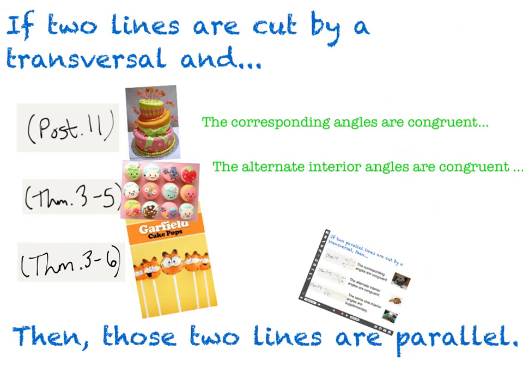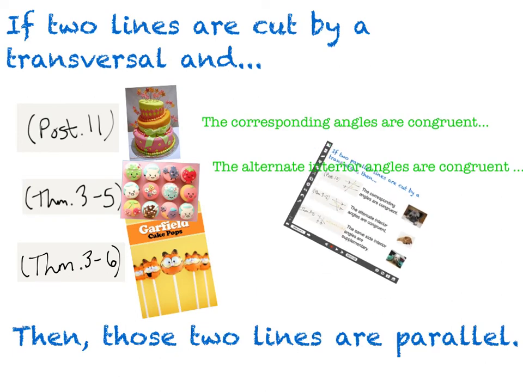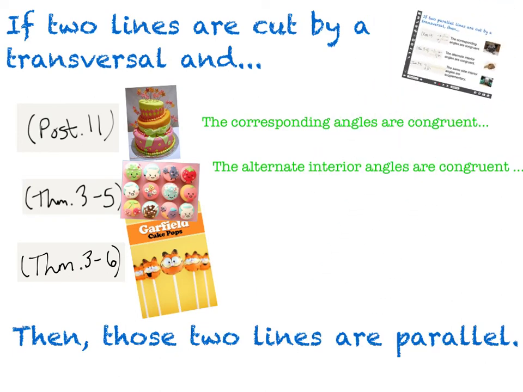All right, the last one talks about same side interior angles being supplementary, not congruent. So our last theorem will say if two lines are cut by a transversal and the same side interior angles are supplementary, if they're supplementary, then those two lines are parallel. So those are 3 ways that you can prove that two lines are parallel.